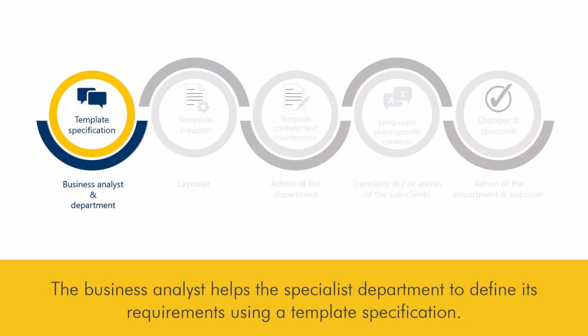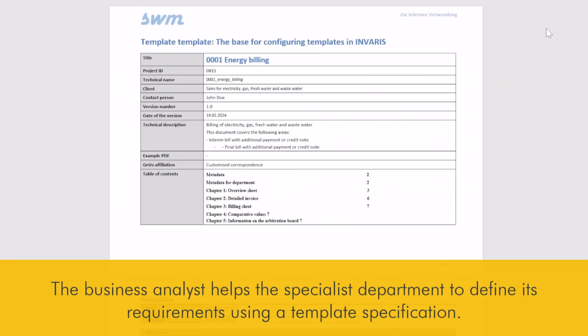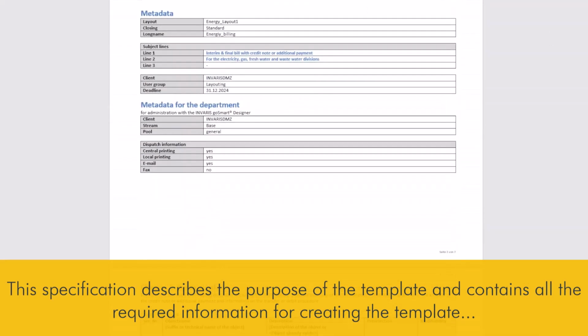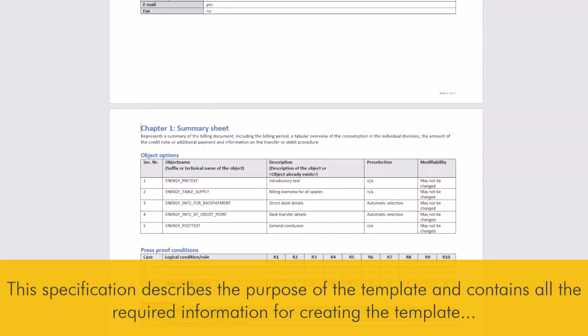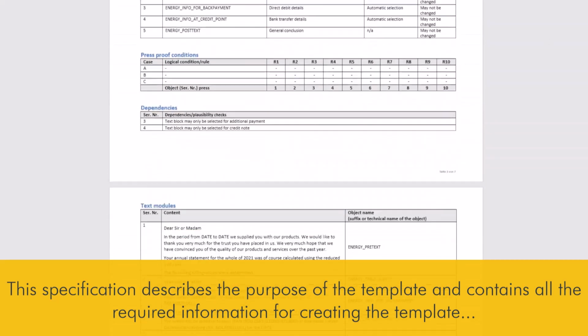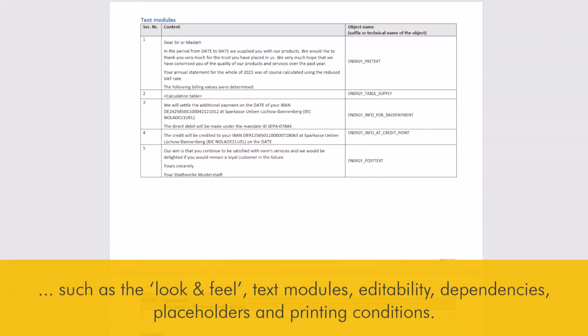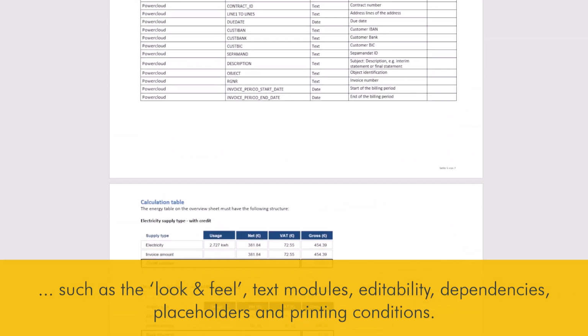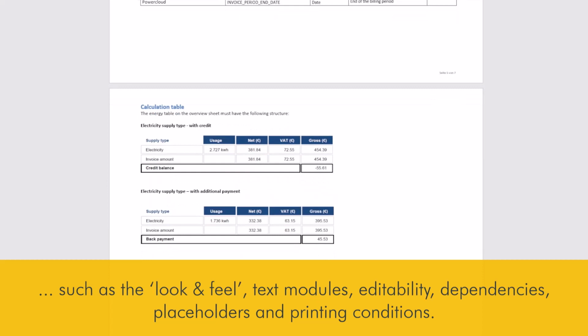The business analyst helps the specialist department to define its requirements using a template specification. The specification describes the purpose of the template and contains all the required information for creating the template, such as the look and feel, text modules, editability, dependencies, placeholders, and printing conditions.